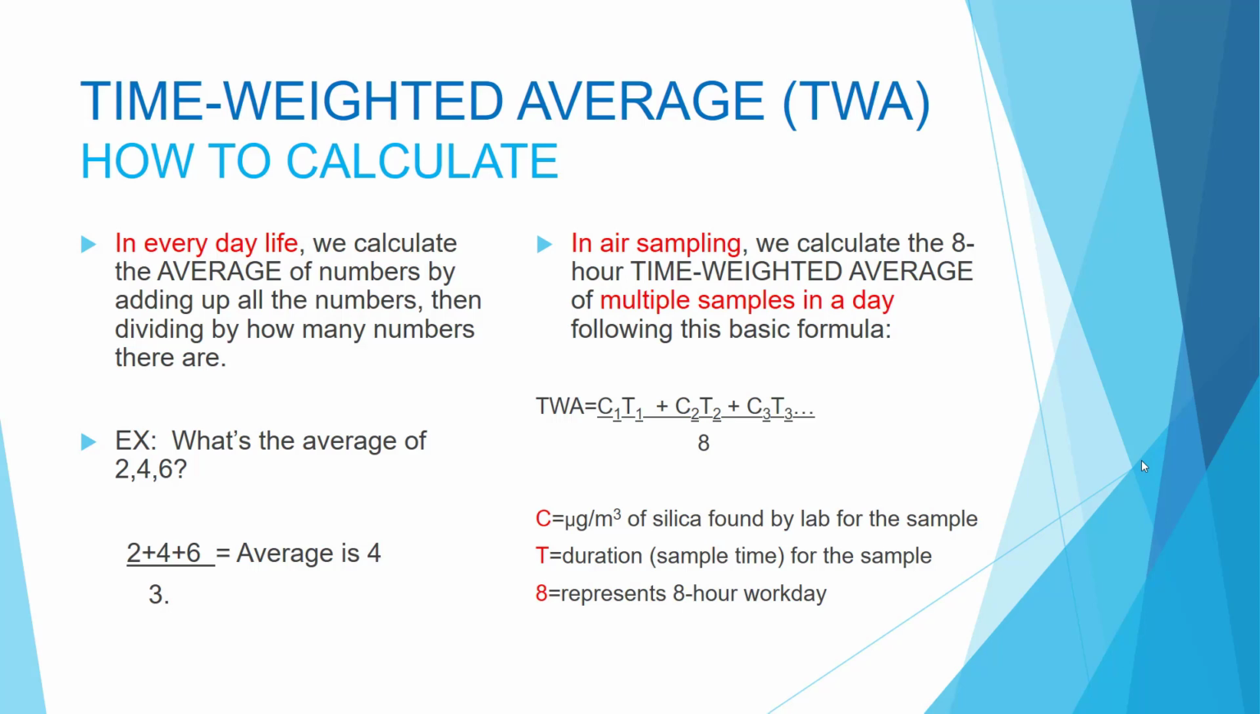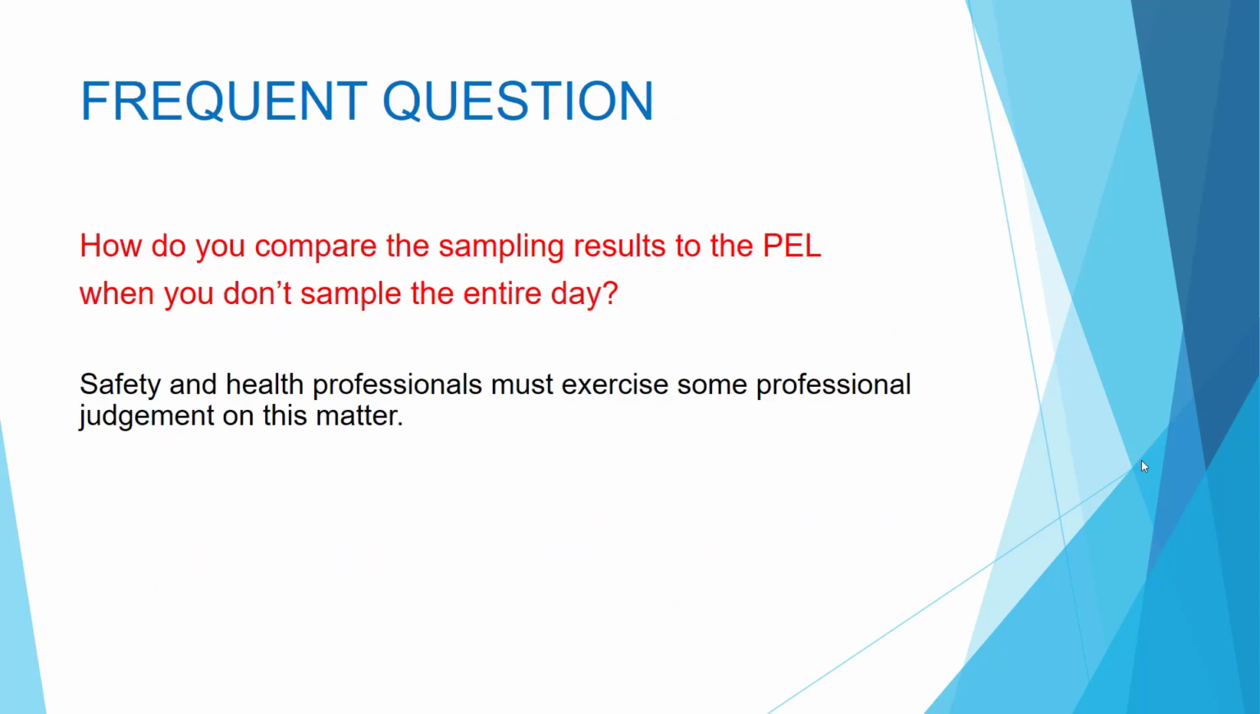Concentration multiplied by time of sample 1 is added to that of sample 2, 3, or more. And the result is always divided by 8 since the PEL is an 8-hour limit. Okay, so that's not so difficult.